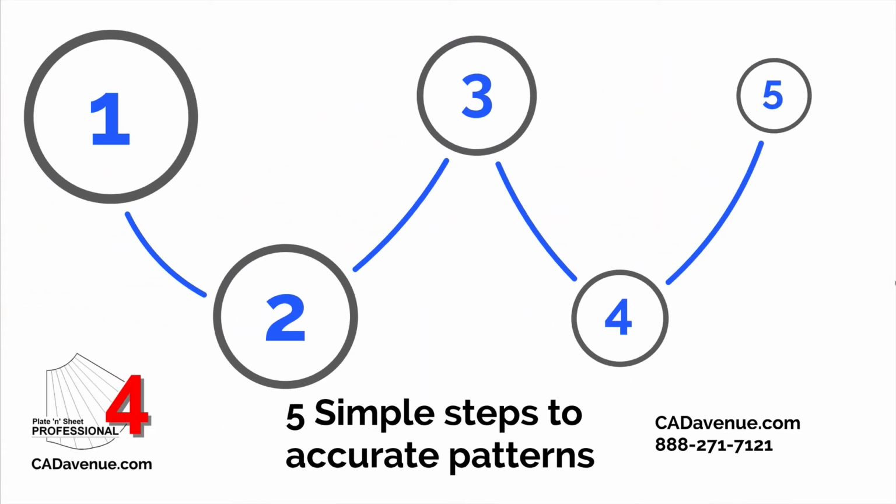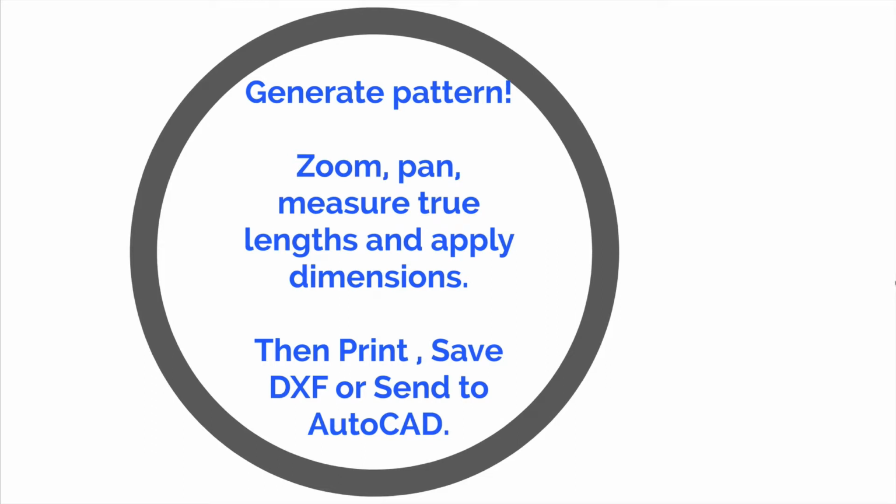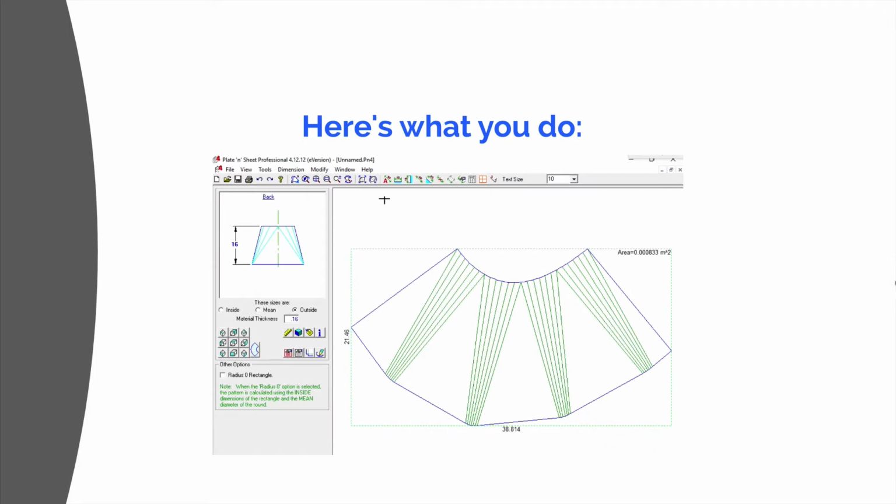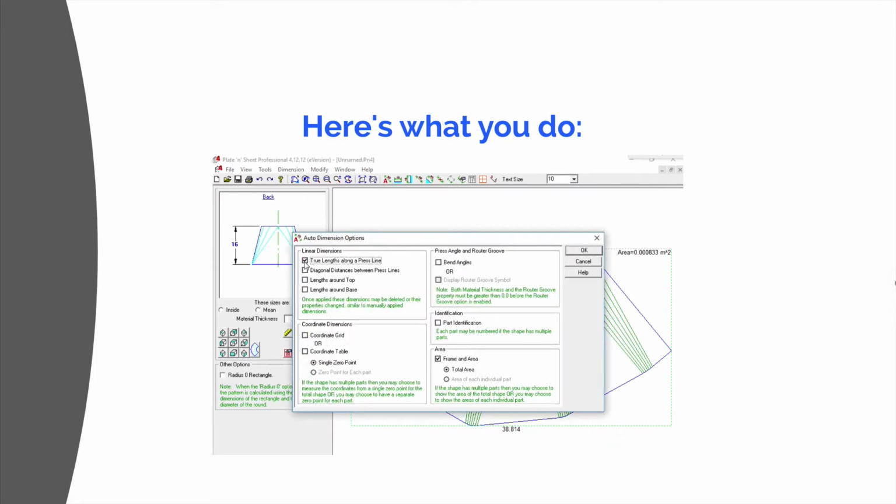And lastly, generate your pattern, zoom, pan, measure the true lengths, and apply dimensions. And then print, save to DXF, or send to AutoCAD. Simply select the blue icon to the right of the view icons to generate your 2D pattern.